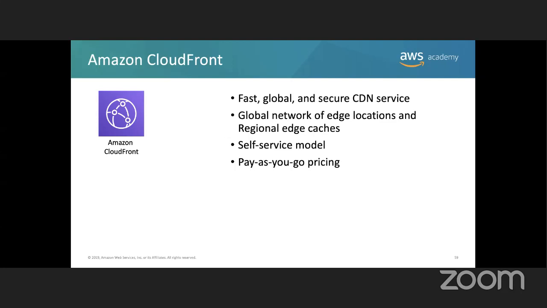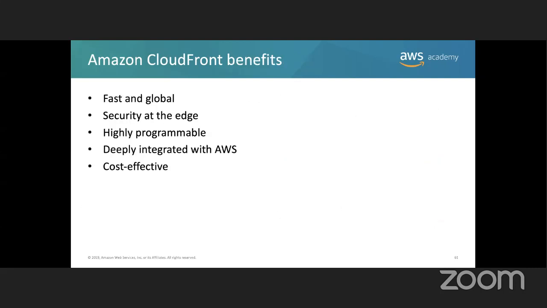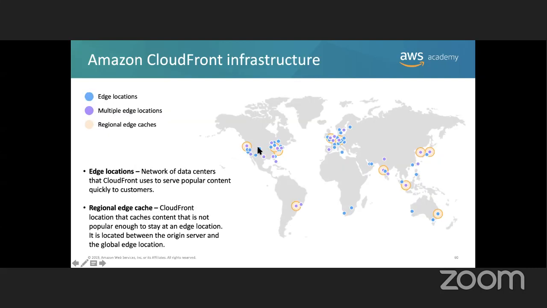That's one of the models of the pricing in AWS. You pay as you go, okay? Now you have edge locations, multiple edge locations, and regional edge locations, right? So we have here the locations. It's this map here. This is very updated, right? What is an edge location? It's a network of data centers that CloudFront uses to serve popular content quickly to customers. They're going to be close to your customers, and they are the blue ones here. There's a bunch of them, okay?